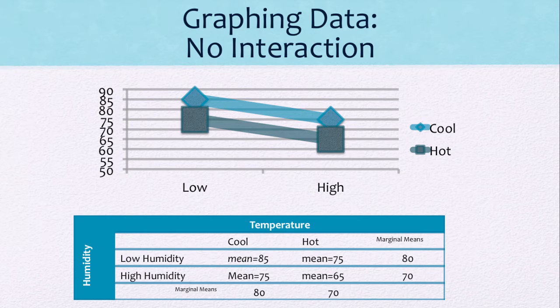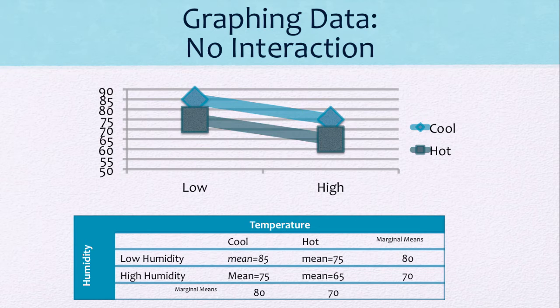Here below I have a chart illustrating hypothetical data. What we have illustrated in the graph is essentially the cell means: 85, 75, 75, 65. Those are the points that are illustrated on this graph. Those points are essentially aligned with each condition, or each combination of the levels of your two independent variables. Just by looking at this graph, I can tell that there's no interaction. How you can tell that there's no interaction is when those lines are parallel, right?